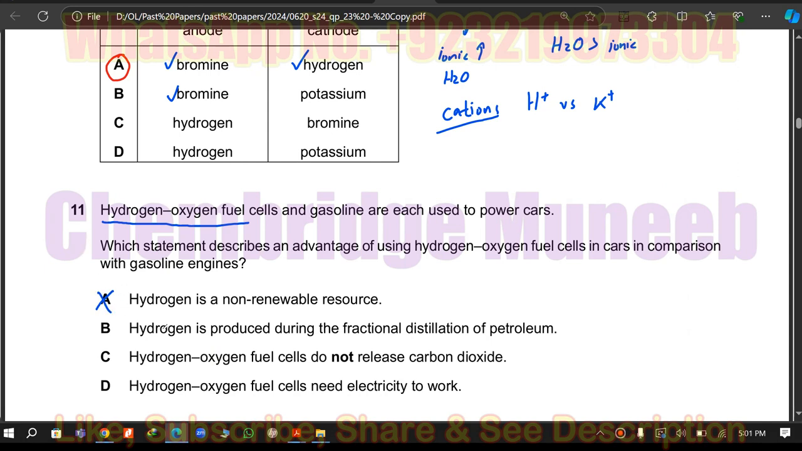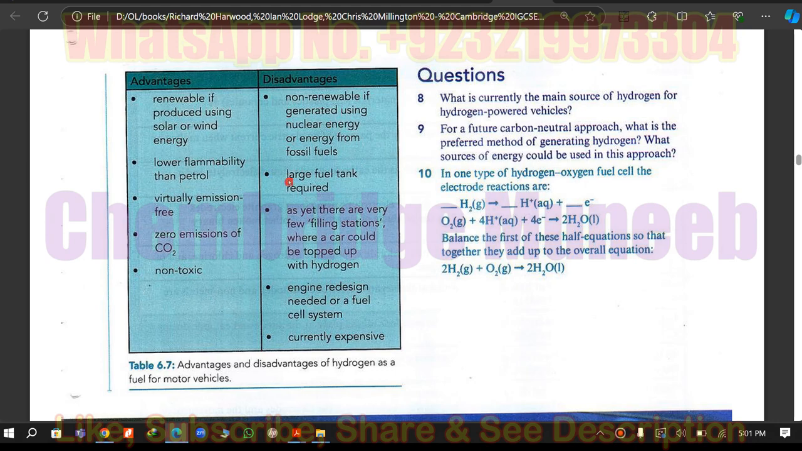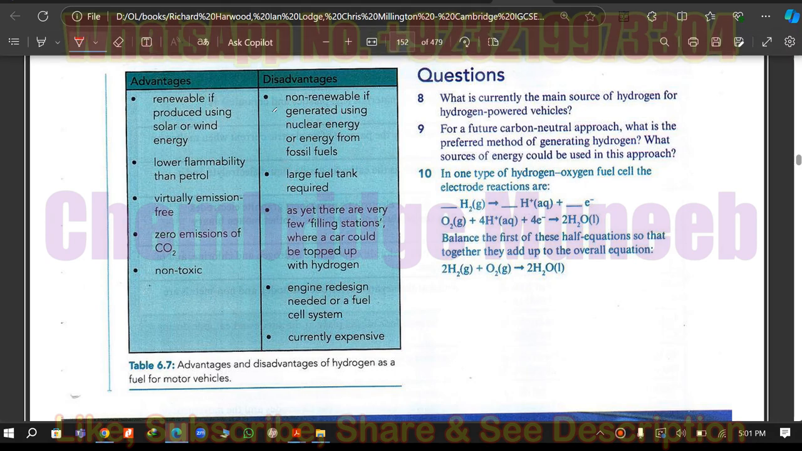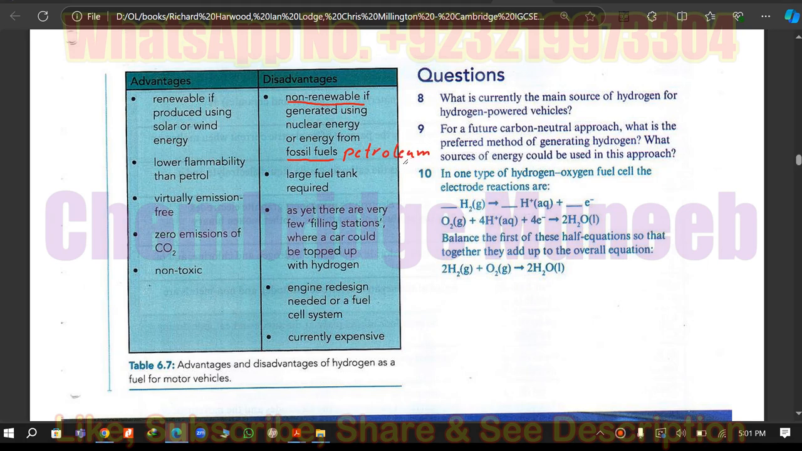Then the next point is hydrogen is produced during the fractional distillation of petroleum. If it is produced through the fractional distillation of petroleum, then according to this point we will say that this is not considered as an advantage, because if it is produced through the fossil fuel which comes under petroleum, then it will be considered as a disadvantage, not an advantage.